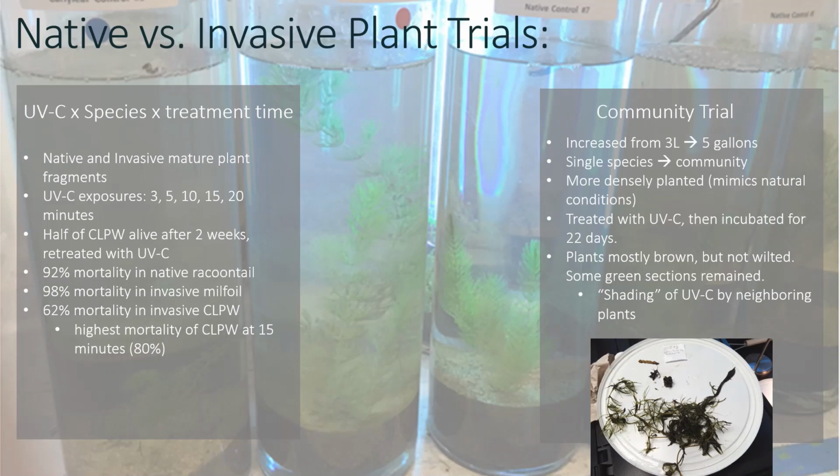We then did a community trial where we increased our size and moved from single species to a more densely planted community. These were treated with UVC and then allowed to grow for 22 days. At the end, the plants were mostly brown, but they were not wilted. There were some green sections remaining, and what we assume is happening is that the plants are falling on top of each other and shading, allowing the UVC to miss certain sections of the plant.